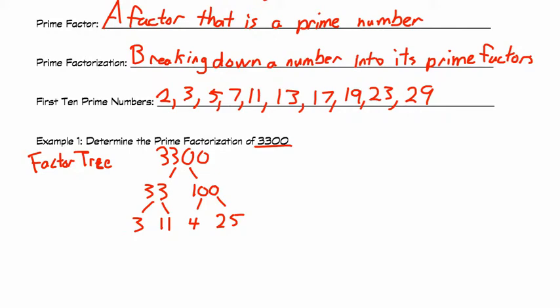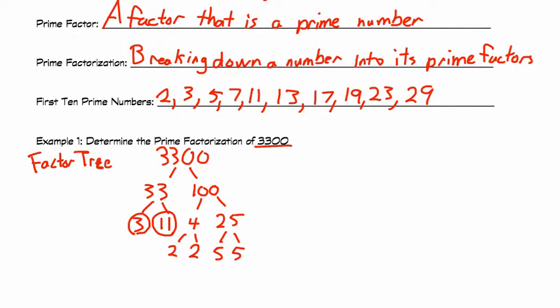3 is a prime factor, so we are done. 11 is a prime number, so we are done. 4 is not a prime number, so that can be broken down even further. 4 can be broken down into 2 times 2. 25 is not a prime number. It can be broken down into 5 times 5.